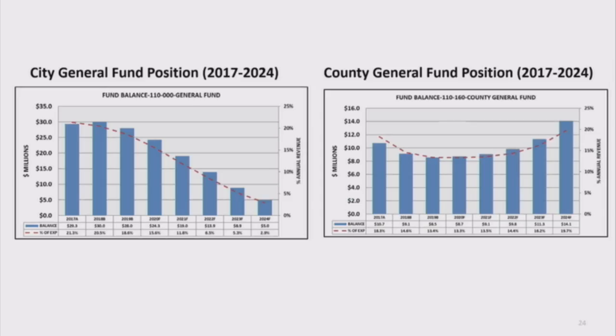Now, we broke this up. That's the consolidated general fund. We broke this up by city and county. And the impact of the silver tsunami impacts the city much greater than it does the county. So the county actually is coming out of this okay at the end of the forecast period, but the city's hitting down in the 2.5% level.